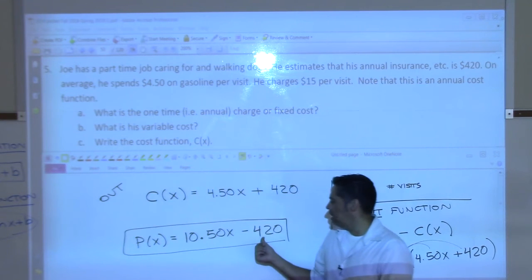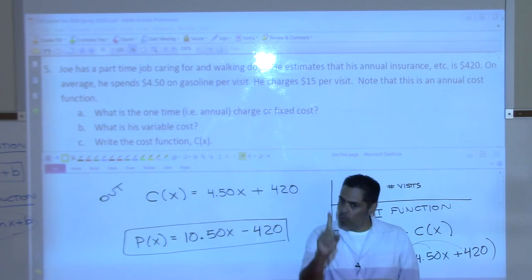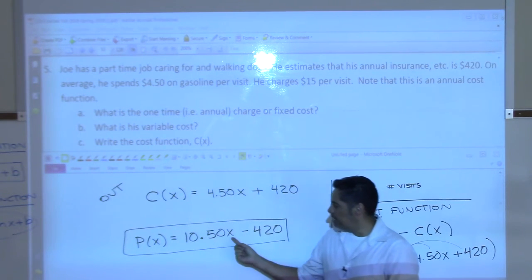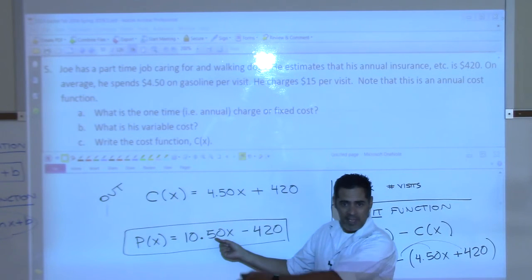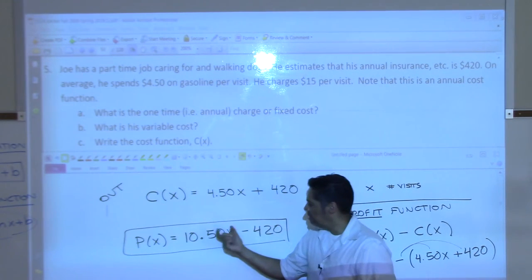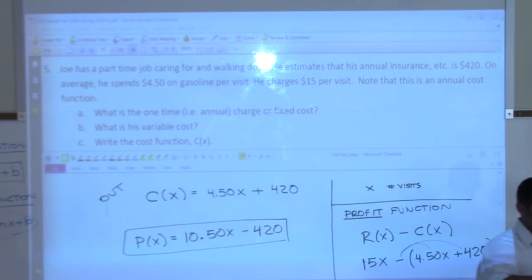He's actually going to be negative 420. He's going to be out of pocket 420. Does that make sense? Now, if he does one dog walking, then he's going to make $10.50, right? Because he makes $15, but he has to pay for the gas. So he'll make $10.50, but then subtract $4.20. He's still in the red, right?